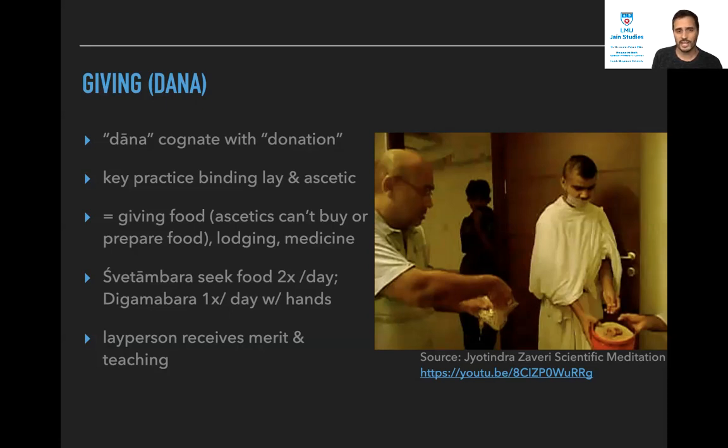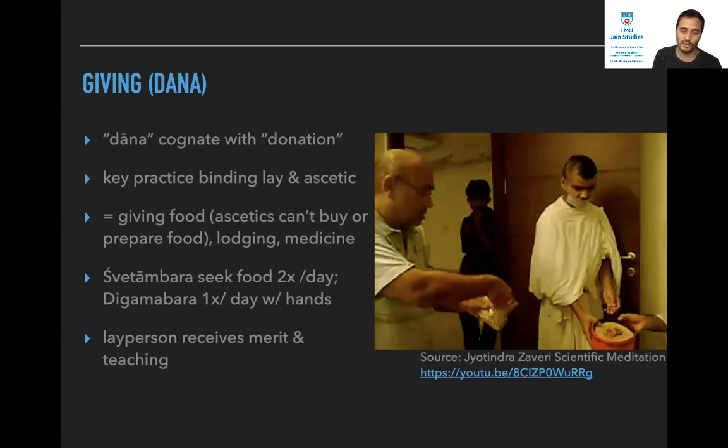As Dundas points out, the Shvetambara will seek food twice a day. That's the most common form of dana, right? Giving food, alms. The Shvetambara nuns and monks will seek food twice a day from the lay people. So they eat two meals per day, which by today's standards is still not that much, right? And the Digambara will seek food only one time per day, and they do it only with their hands.